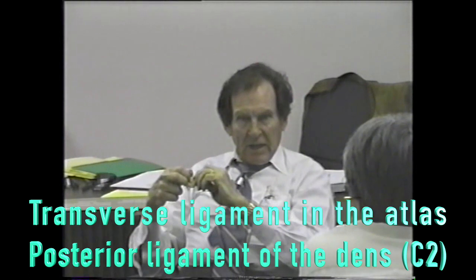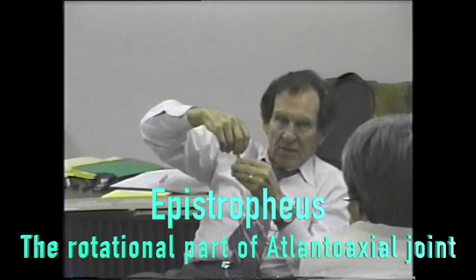And that is the epistropheus. And the head really turns around this spindle. This is locked into the atlas by a ligament that runs right behind it, the transverse ligament of the atlas. So this really becomes a spindle on which the head turns. The very top of this has a ligament that goes over to the occipital bone. This part is called the dens. The whole thing is the epistropheus.